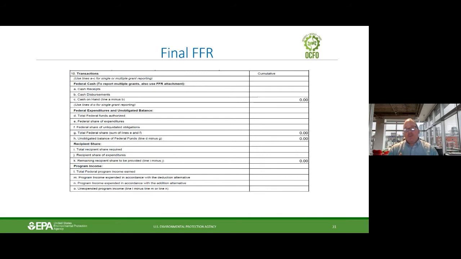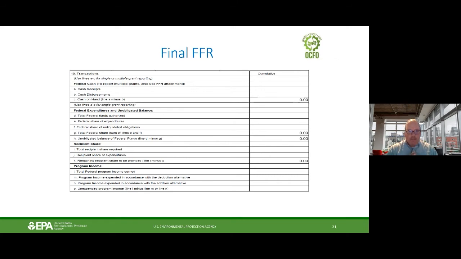And then the second component is to make sure that you have captured all of your expenses, because if there is an expense that's not included on line G on your total federal share, and you have an unobligated balance that you want deobligated from the award, we're gonna process it, and we're gonna take that money off the award.